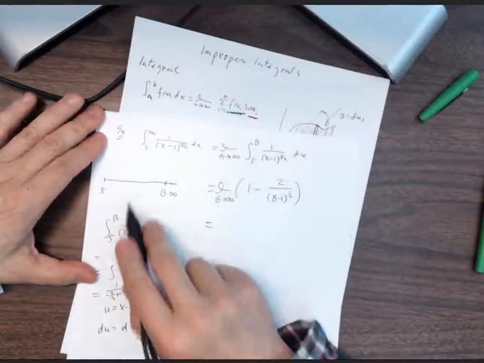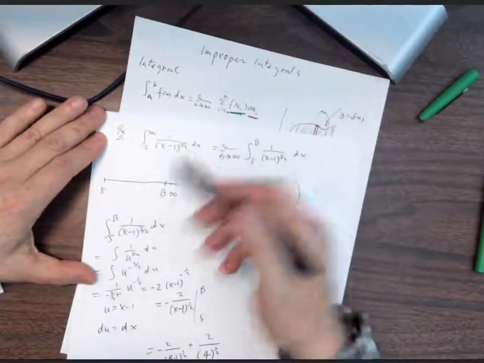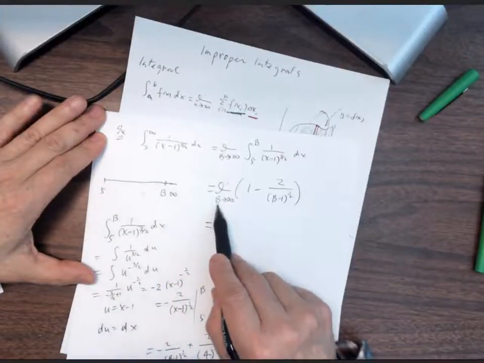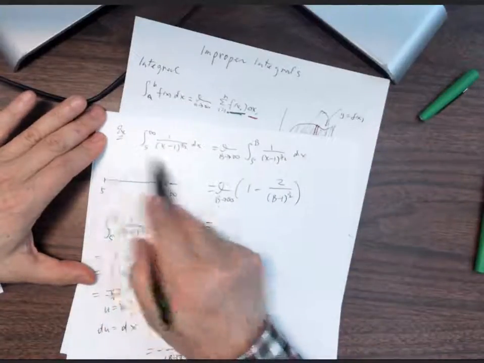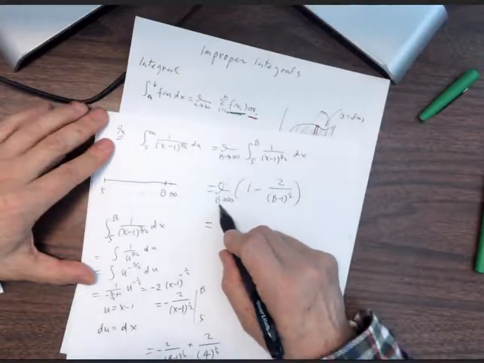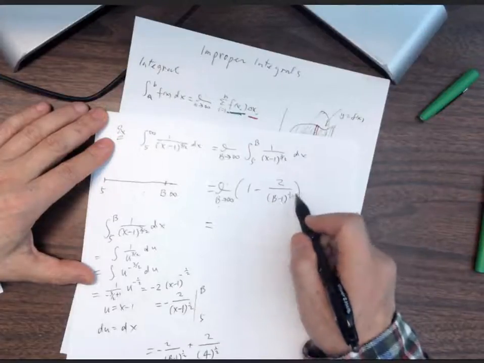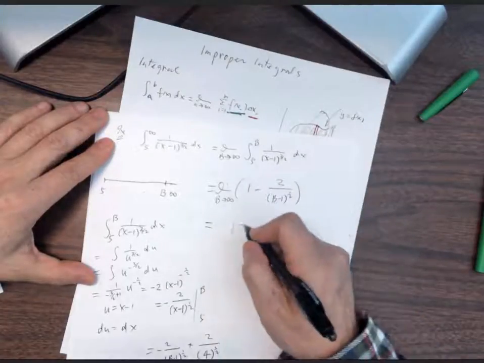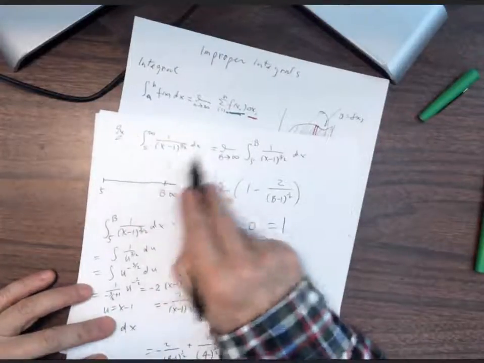Finish up, send b to infinity. Actually, this expression inside parentheses would represent an area under the graph from 5 to b only. Now if we push b to infinity, then the answer would represent the area under the graph from 5 to infinity. So let's see what it is. b goes to infinity. Infinity minus 1 is infinity. Infinity raised to a positive power is infinity. 2 over infinity is 0, so it's 1 minus 0. Answer is 1. So 1 is the value of this improper integral.